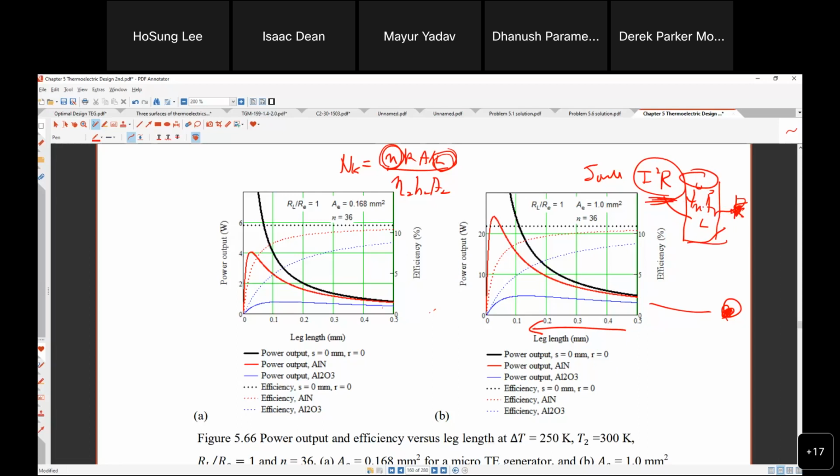So it turns out, reducing the length can improve it. And then a larger area, improve. So a very thin element is ideal according to this: the area A is large, the length L is reduced, something like that.